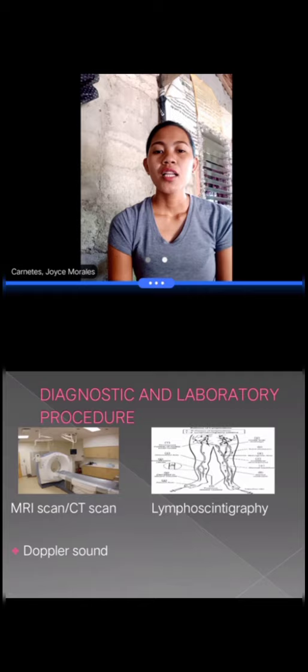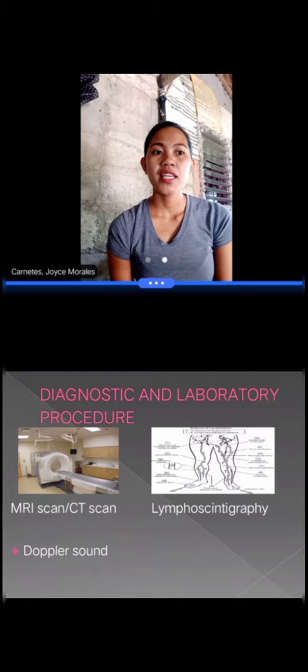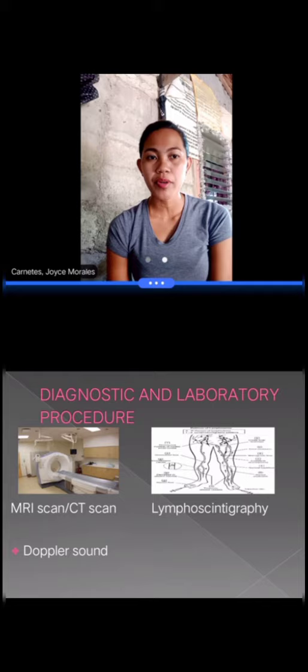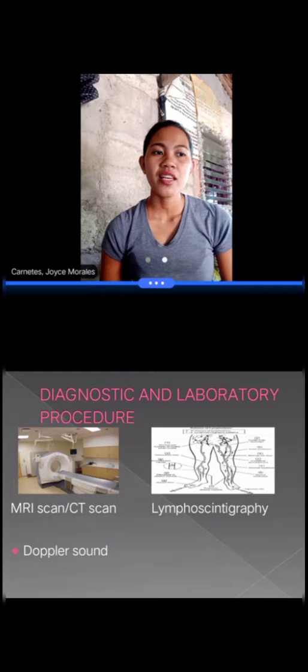Lymphoscintigraphy is used to identify the sentinel lymph nodes, or the first node to receive the lymph drainage from a tumor. During the test, the patient will be injected with a radio dye and then scanned by a machine. The resulting image shows the dye moving through the lymph vessels, or highlights a blockage in the lymphatic system.